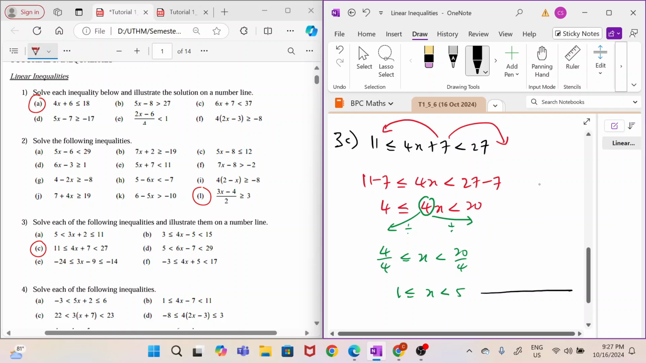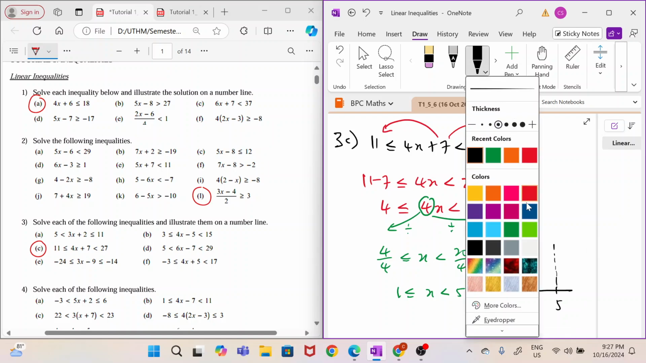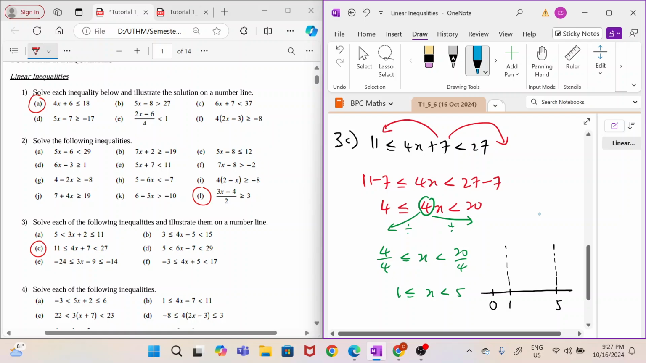Again, 0 is here, 1 is here, 5 is here. If there's an equal, you put a small circle and shade inside. If there's no equal, you put a circle here. That's it. That's the number line. Okay, you can do the number line to practice, or if you do not want to, also can, as long as you get the right answer here. That is regarding question 3. The rest you can all try on your own.